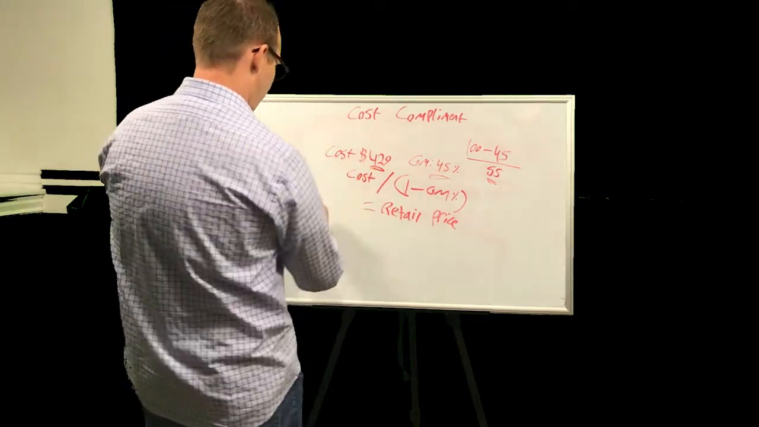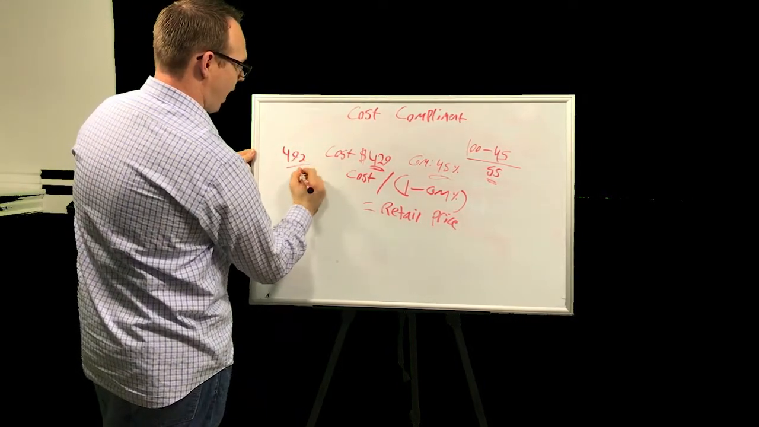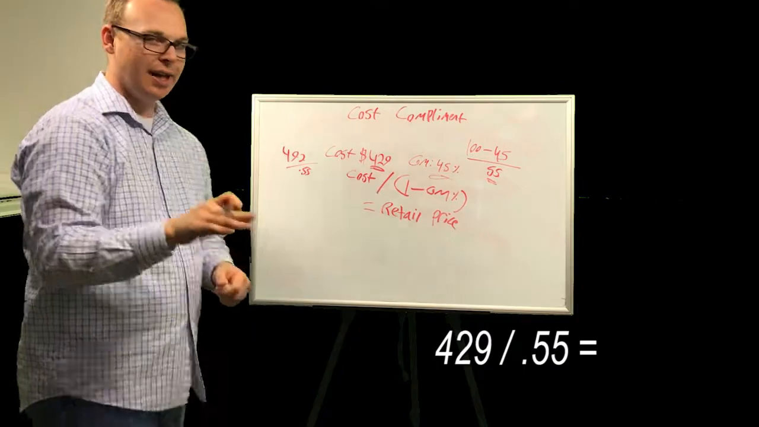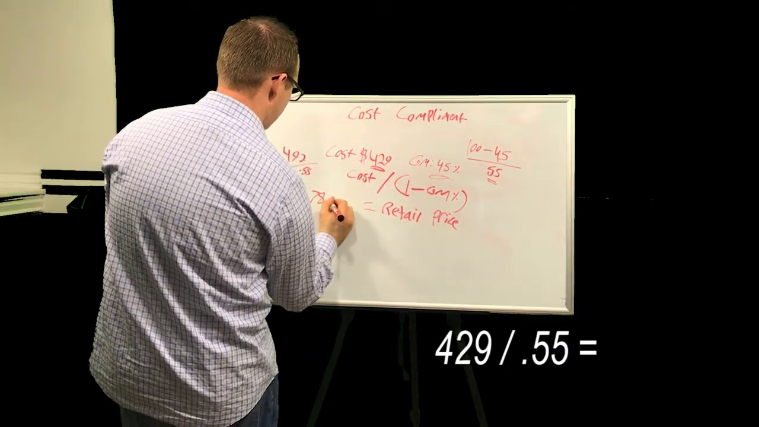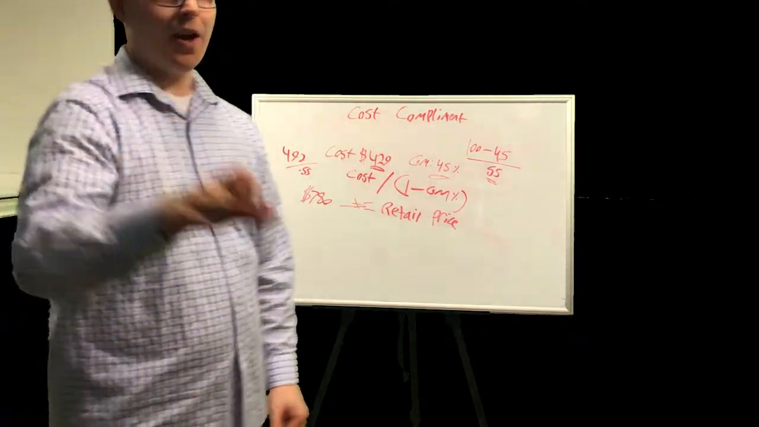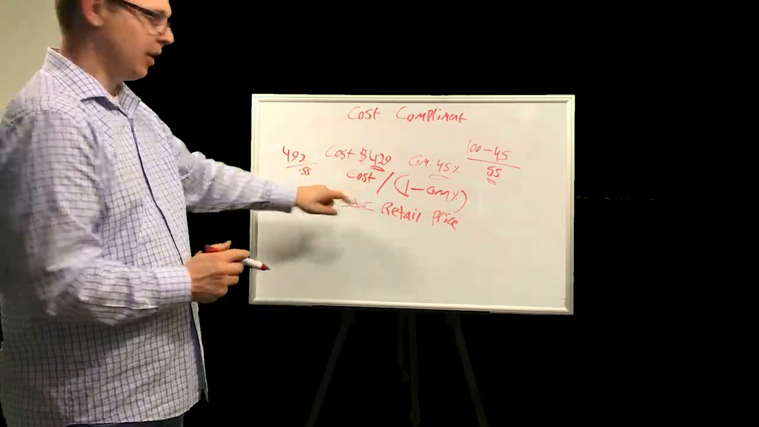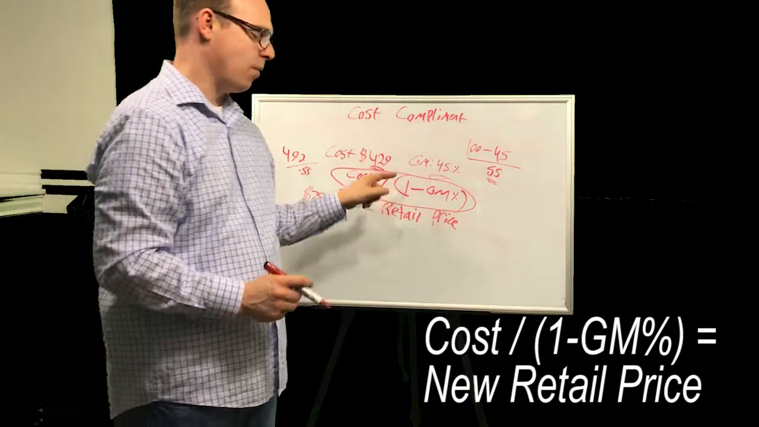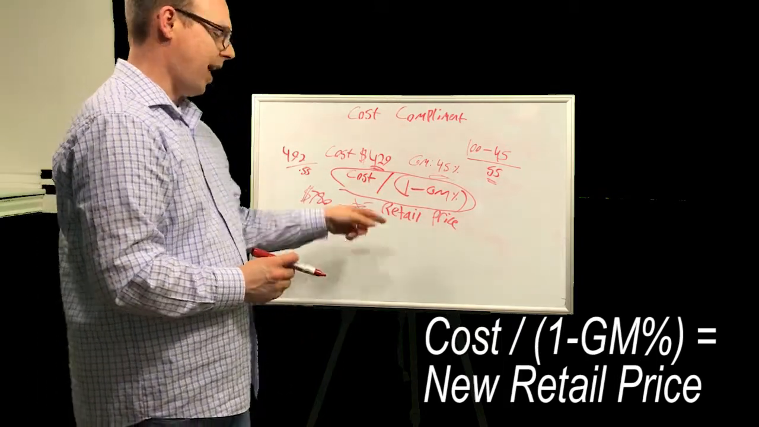So I'm going to take $429. Hopefully you can see this over here. $429 divided by 0.55. That's going to give you your retail price of $780. That is going to be your retail price. That is the cost complement. That is what you need to learn, that you need to master as a manager. Let's highlight this formula here: cost divided by 1, which represents 100, minus your desired gross margin percent, that'll equal your retail price.